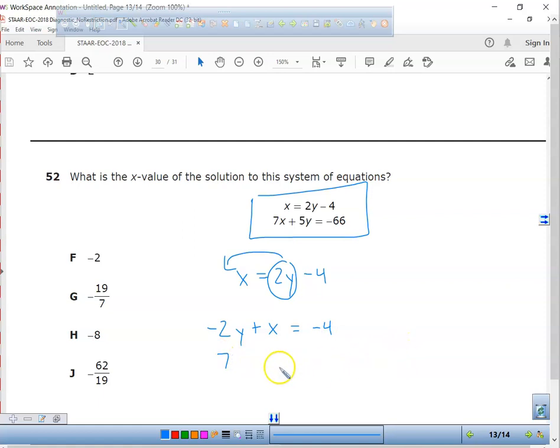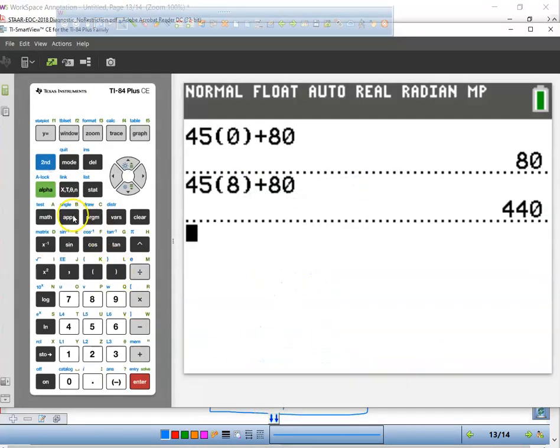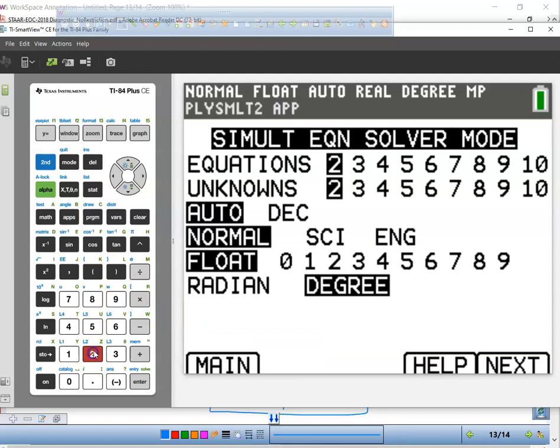All right. So right now I have 7x plus 5y equals negative 66. Now I'm going to rearrange this. I'm going to put x minus 2y equals negative 4. Write that down, please. Just write it down exactly as that appears. Then here's what I'm going to do. I'm going to go to my calculator. I'm going to go to my apps. I'm going to go to number 9. Yours is number 8. I'm going to go to number 2.